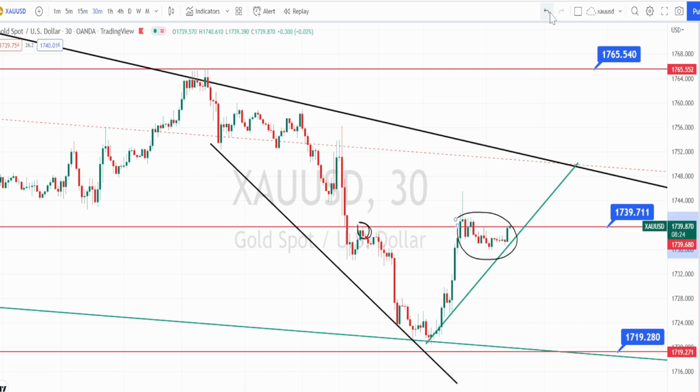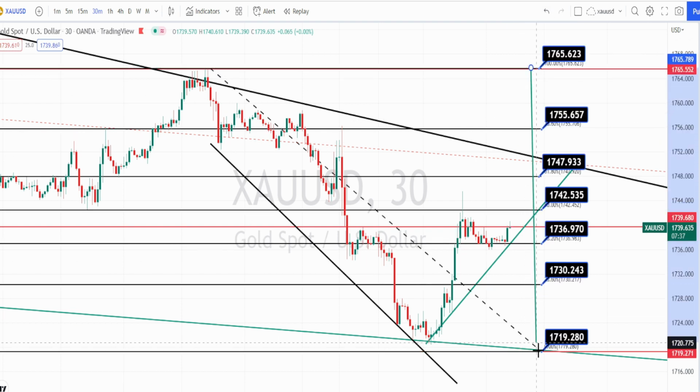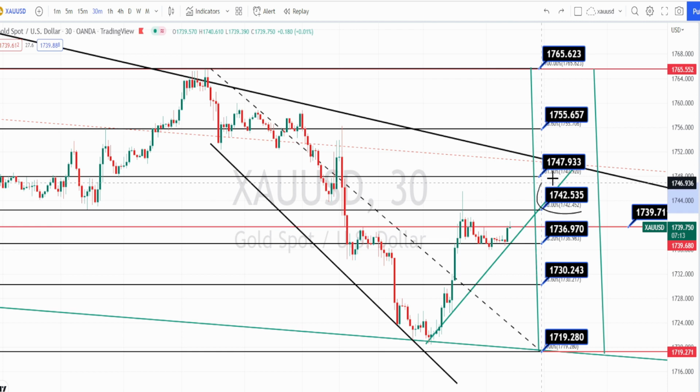Let us mark the support and resistance levels. So the values within these black color boxes are the resistance and support levels for 30 minutes time frame. Wait for the price action to break the 30 minutes time frame resistance level of 1742 in order to continue trading on the bullish side, and if the price action bounces back from these resistance levels, we can expect the bearish side trend to start in 30 minutes time frame. Let us do the analysis in 5 minutes time frame.